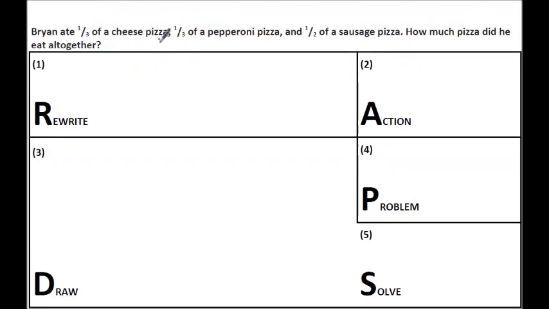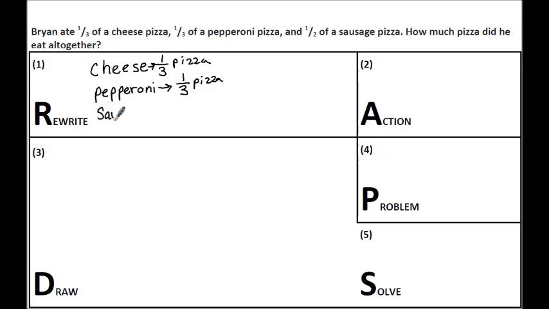Brian ate 1/3 of a cheese pizza. That seems like important information, so I'm going to write that down. So cheese is 1/3. So 1/3 of a cheese pizza. 1/3 of a pepperoni pizza. So pepperoni is 1/3. And so 1/3 of a pizza and another 1/3 of another pizza. And half of a sausage pizza. So sausage, he had 1/2 of that pizza. Brian seems very hungry. Okay, and it's saying how much pizza did he eat altogether.